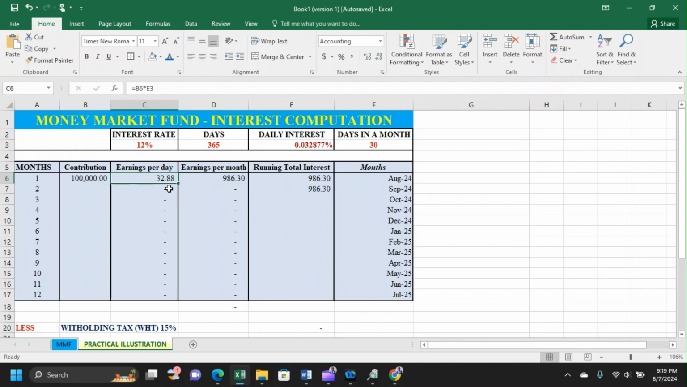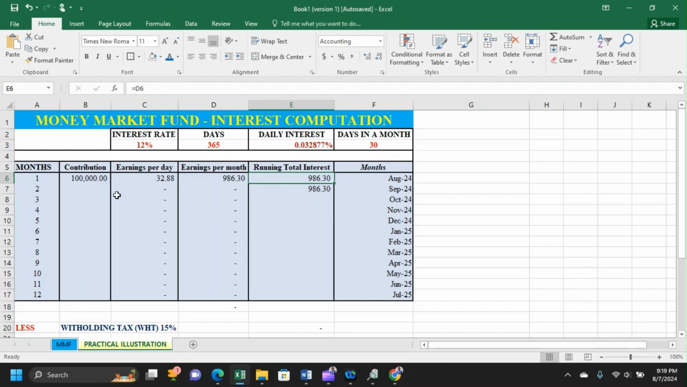Now, in a month, assuming a month has 30 days, we expect that you will get this amount per day multiplied by 30, for you to get 986.3 Kenya shillings per month. And that is your running balance. Assuming that you start investing today, at the point of recording this video in August, by the end of the month you will have 986.3 Kenya shillings.